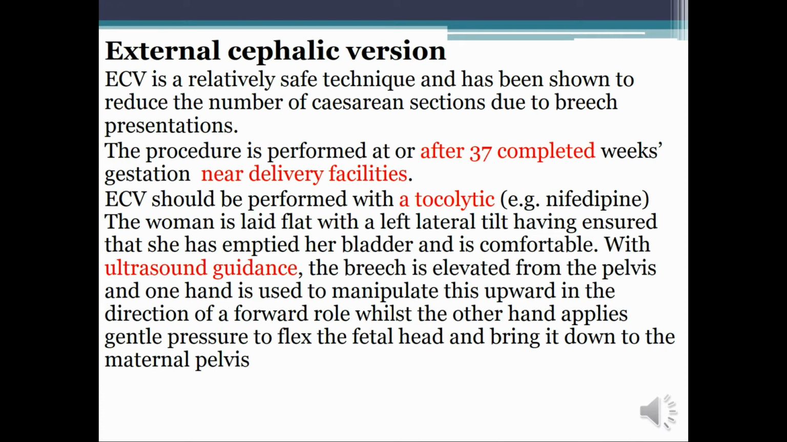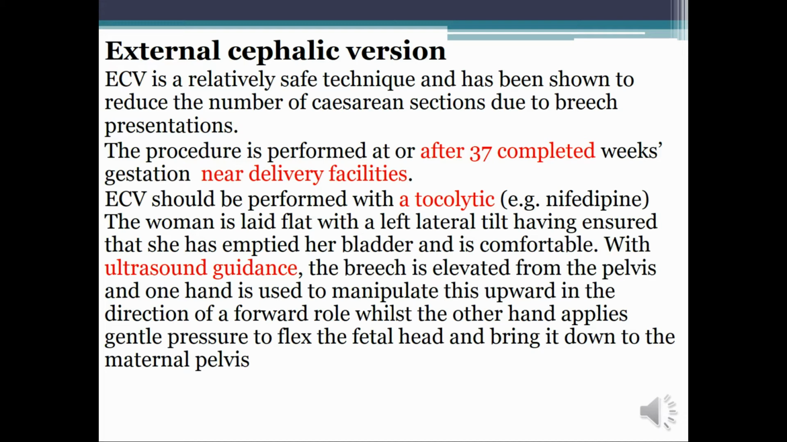External cephalic version is a relatively safe technique and has been shown to reduce the number of cesarean sections due to breech presentations. The procedure is performed at or after 37 completed weeks of gestation near delivery facilities. External cephalic version should be performed with a tocolytic such as nifedipine.